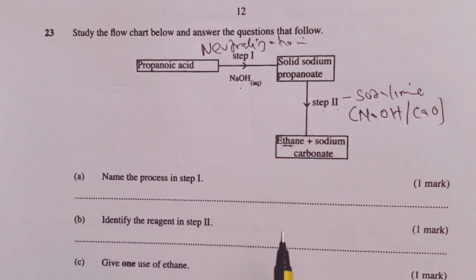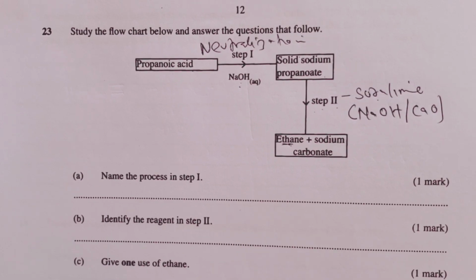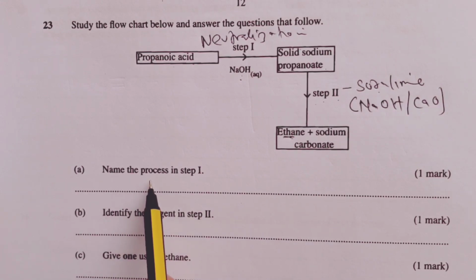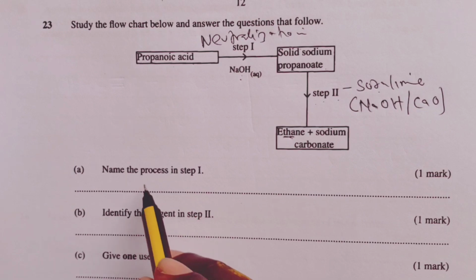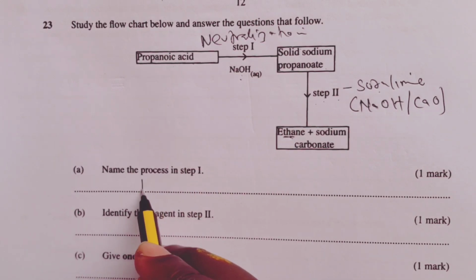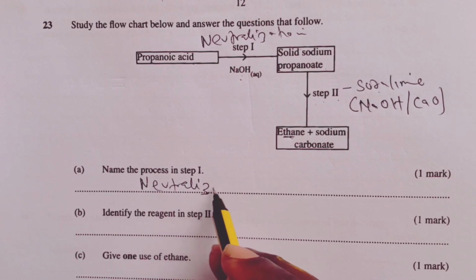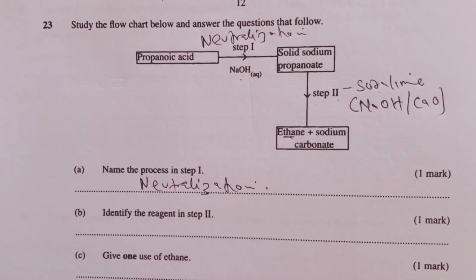So up to that point, we are through with studying our flowchart. We now move on to answering the questions that followed. Name the process in step 1. Here, neutralization. It is always very easy to answer these questions when you have completely and accurately studied the scheme.